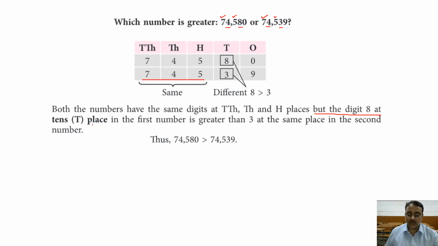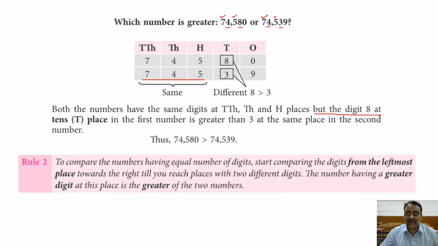74,539. So what this rule says is that to compare numbers having an equal number of digits, start comparing the digits from the leftmost place, that is the highest place, towards the right. Right? So if the 10,000 place is the same, you move to 1,000 place. If this is also the same, move to 100 place. If this is also the same, move to tens place. Suppose this is also the same, then you check for ones place. The greater digit at this place decides the greater of the two numbers.